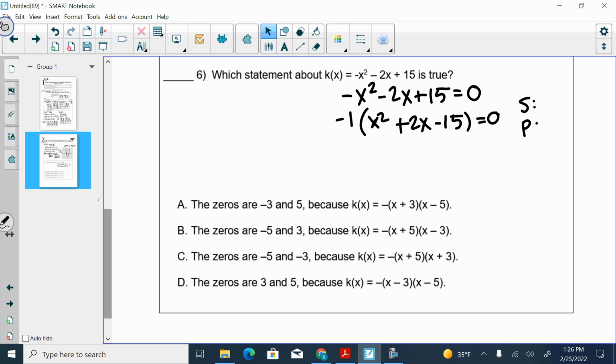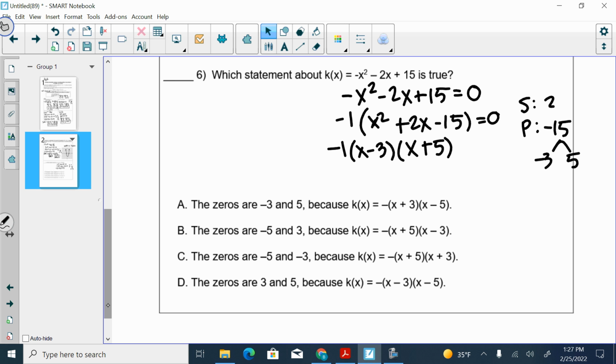All right, so now that we've taken out our GCF, what is our sum and our product? 2 and negative 15. Very good. Okay, so we need something that multiplies to give us negative 15 and adds to give us positive 2. 3 and negative 3, negative 3. Very good. So negative 3 times 5 would give us negative 15, and negative 3 plus 5 would give me positive 2. So I've got my GCF of negative 1, and then x minus 3, and x plus 5.